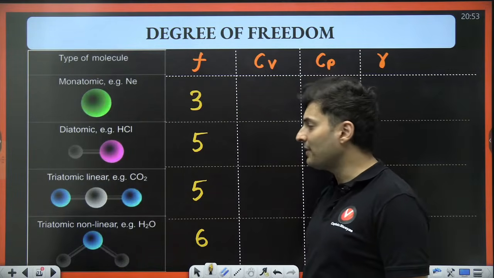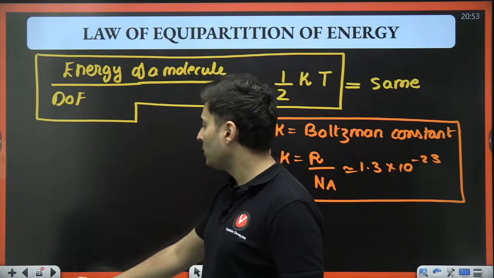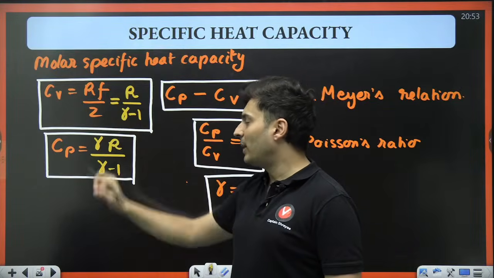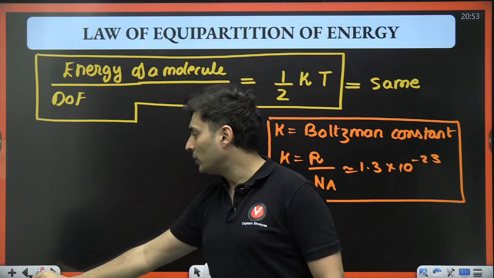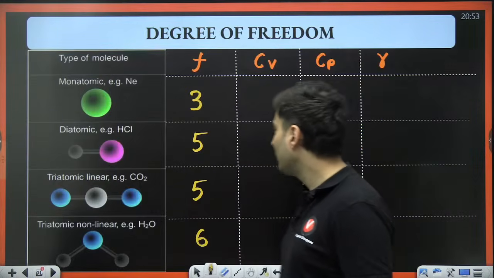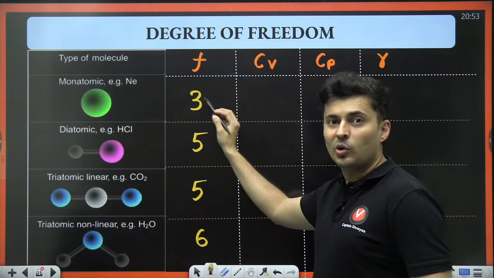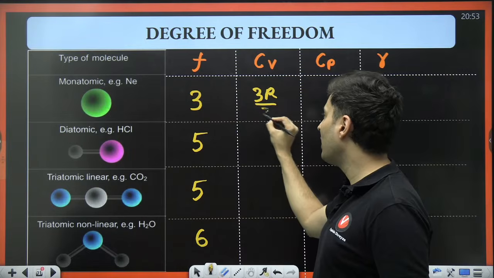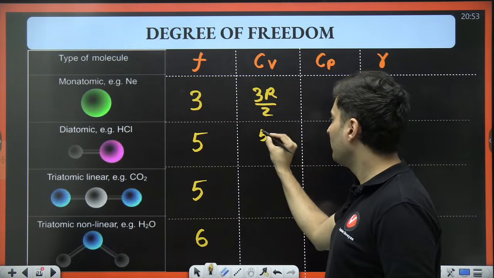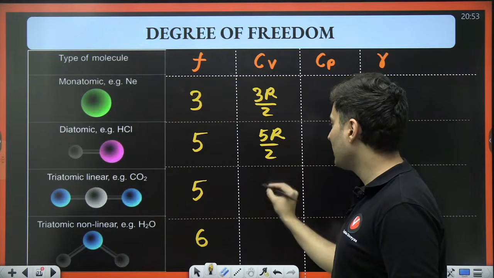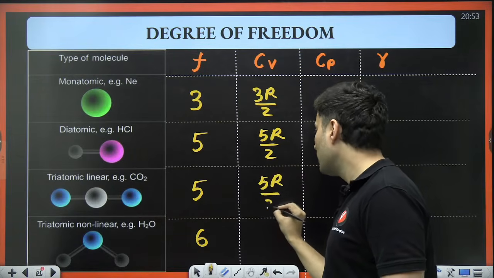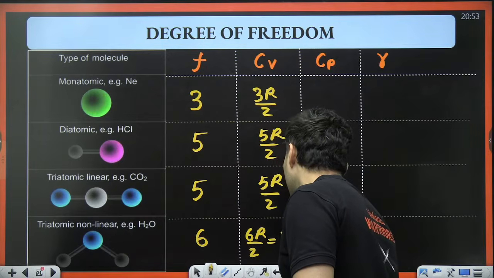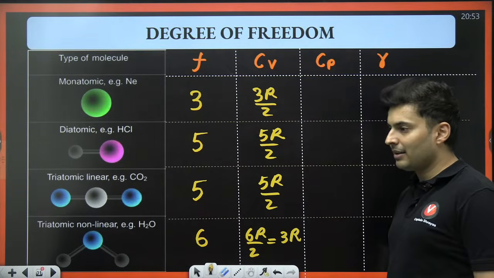What about the value of Cv? I just told you what value of Cv you have to use. Cv is RF by 2. Cv is nothing but RF by 2. Let's use that and see what we get. RF by 2. So R is R, F is 3, so 3R by 2. This will be nothing but 5R by 2. This will also be 5R by 2. This will be 6R by 2, which is just 3R.